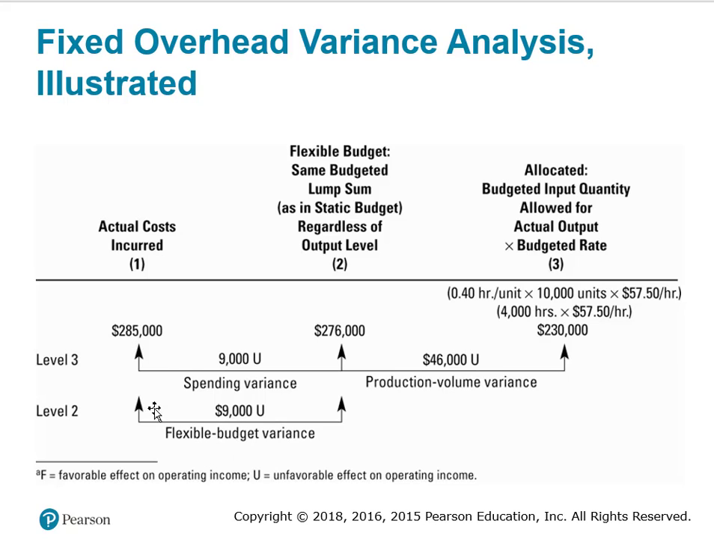Here, both the spending variance and the flexible budget variance are the same. So that is level 2, which would still be the $9,000. The only reason they're the same is because two of these columns, the budgeted lump sum and the flexible budget, are equal to the lump sum amount. They're the same thing, so we just have one column here for them.